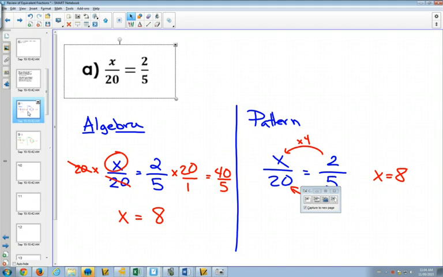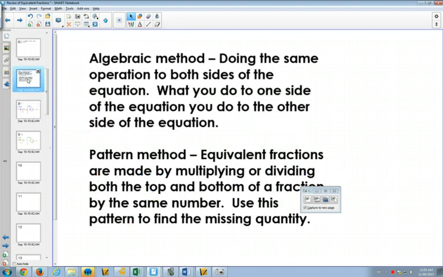Then the opposite of dividing by 20 was multiplying by 20. So when we multiplied both sides by 20, these 20s on the left-hand side canceled out, and then we just had x, and the rest we could put into our calculator. 2 divided by 5 times 20, and then we would have gotten 8. So that was the algebraic method, where what you do to one side of the equation, in that last example we multiplied by 20, you do to the other side of the equation.